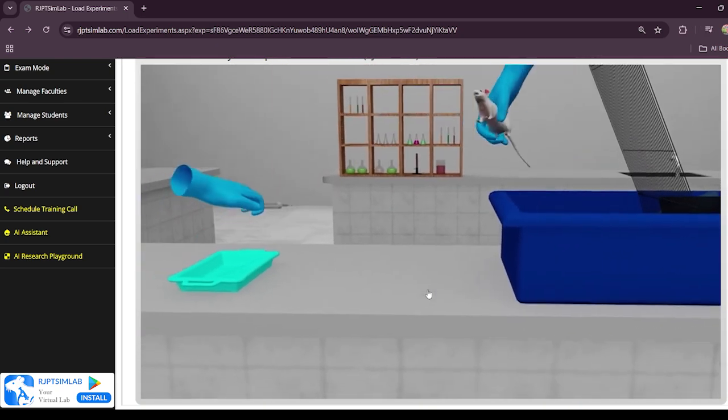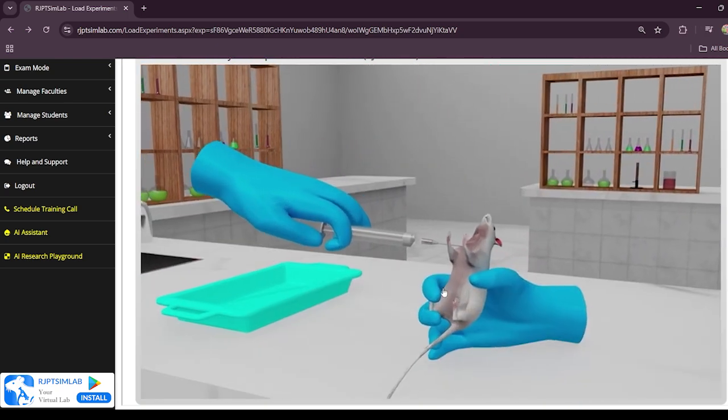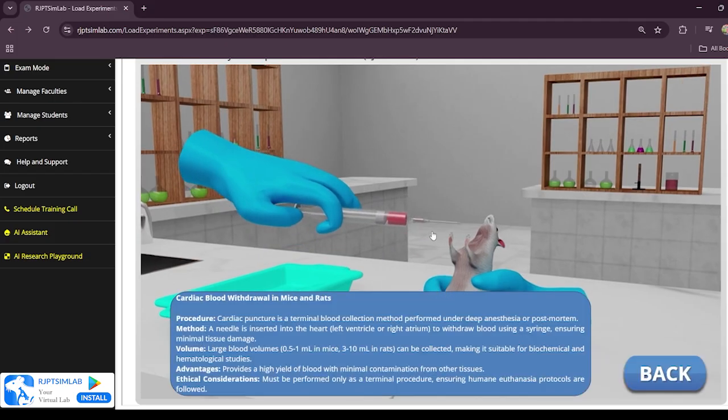In this technique, again, we will take out our animal and with the help of a syringe, we will withdraw the blood from the heart. We will puncture the cardiac region of the animal and we will withdraw the blood from there. The procedure of this technique says that the cardiac puncture is a terminal blood collection method performed under deep anesthesia or postmortem. The statement means that cardiac puncture means we have to insert the needle inside the heart. This step is known as cardiac puncture. And in this step, blood collection method is performed.